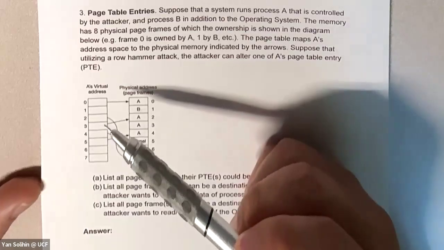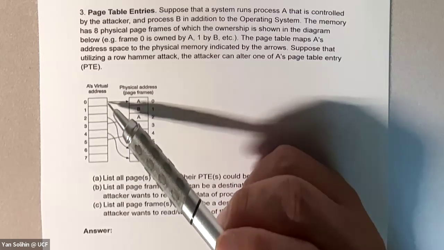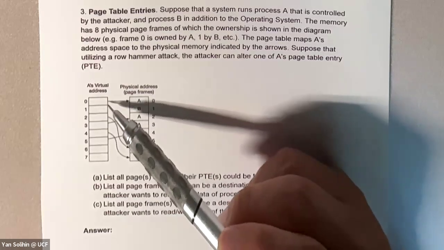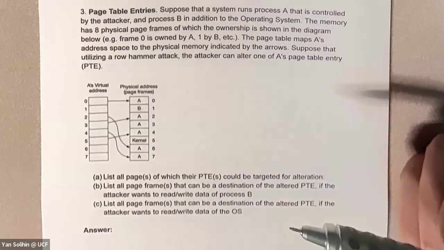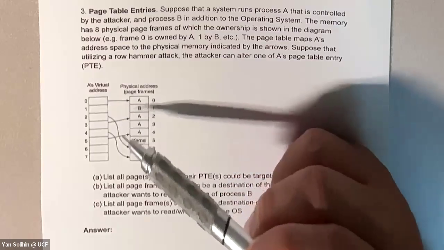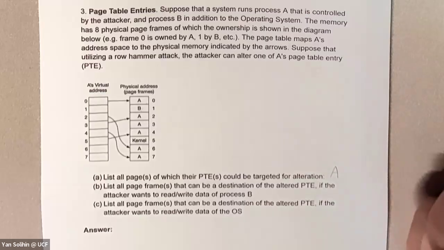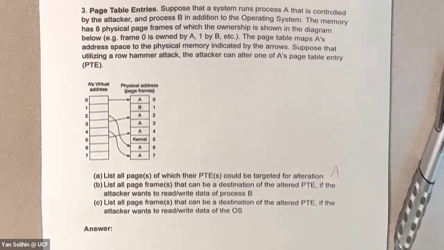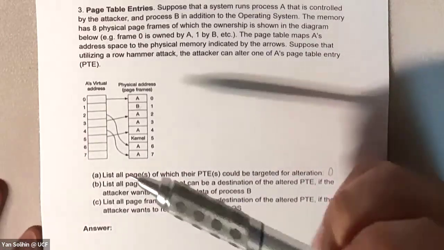Let's look at it one by one. So, page 0 is mapped by its page table entry to frame 0. Because it has a mapping, it is a target for alteration, because if you have a valid mapping, you can change the mapping to point to something else. So this includes page 0.